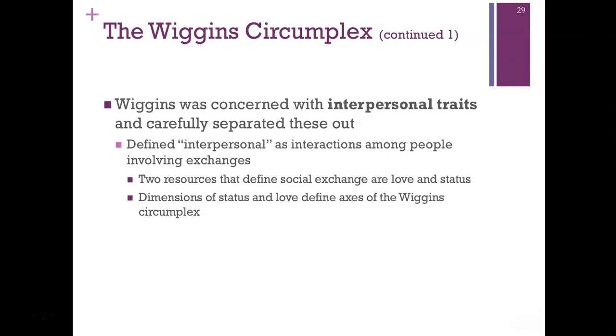So Wiggins was concerned with these interpersonal traits and carefully separated these out. So he defined interpersonal as interactions among people that involve different types of exchanges. And two of the resources that define social exchanges are love and status, according to Wiggins. So to Wiggins, interpersonal events may be defined as dyadic interactions that have relatively clear-cut social, meaning status, and emotional, meaning love, consequences for both of the people involved. So the dimensions of status and love are what defined Wiggins' circumplex.